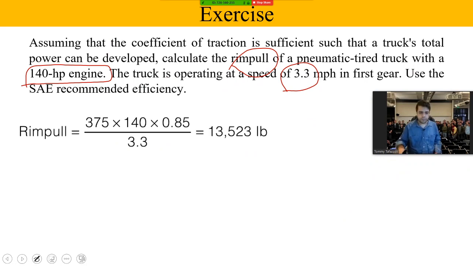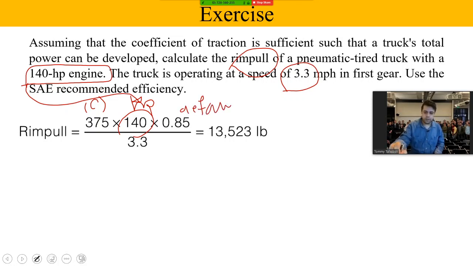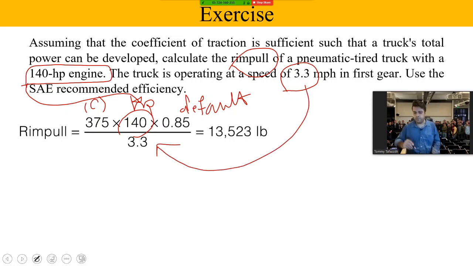Let's go ahead. This is the formula we use. 375 is the constant. Okay, it is fixed in all the problems. 140 is the horsepower of the machine taken from here. Okay. And 85, like I said, is the default when it is not given to us. It's the default for efficiency. And of course, 3.3 is the speed of the vehicle. So this is the power of the machine. Okay, this is the power that the tires are applying on the surface to make the machine move.